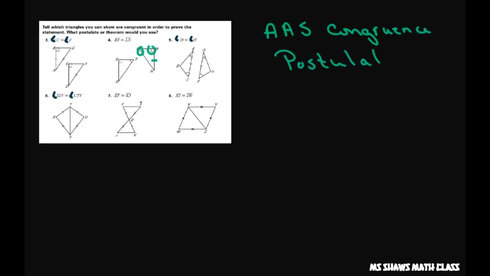Now for number 4, I have another right triangle, but I do not have the hypotenuse worked out. I have two angles and a side. I have the 90 degrees, so we can't use the HL on this one because we don't know if the hypotenuses are congruent. So for this one, we're going to use the angle, side congruence postulate to prove that triangle RST is congruent to triangle NML.